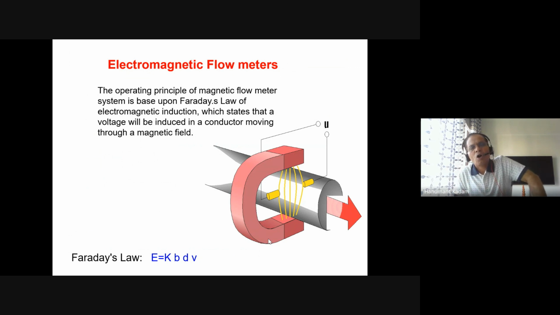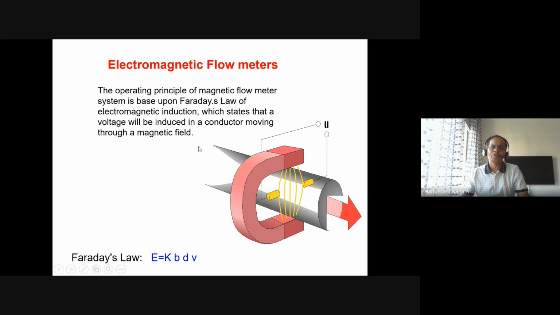The operating principle of the magnetic flow meter system is based on Faraday's law of electromagnetic induction, which states that a voltage will be induced in a conductor, as you must have studied, moving through a magnetic field. In the picture you can see the coil shape. The magnetic field is generated through this magnet. The yellow lines are the magnetic field, and the conductor is moving, so induced EMF is generated, and that induced EMF is measured at this point.